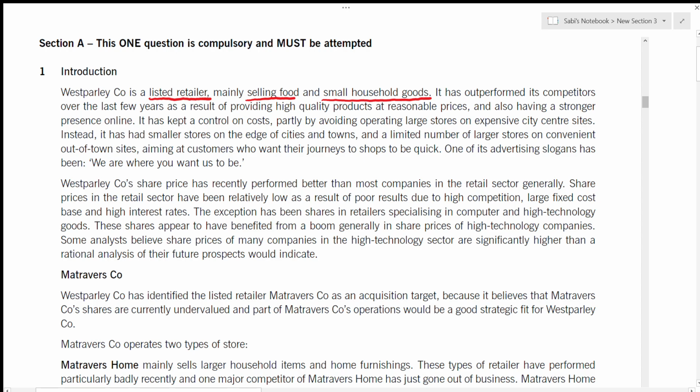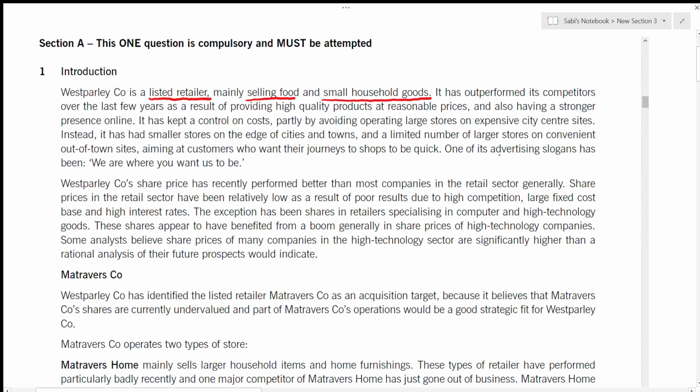Good, looks good, right? It has kept control on cost, partly by avoiding operating large stores on expensive city center sites. Instead, it has had smaller stores on the edge of the cities and towns, and a limited number of larger stores on convenient out of town sites, aiming at customers who want their journeys to shop to be quick. Right? So one of its advertising slogans has been, "We are where you want us to be."